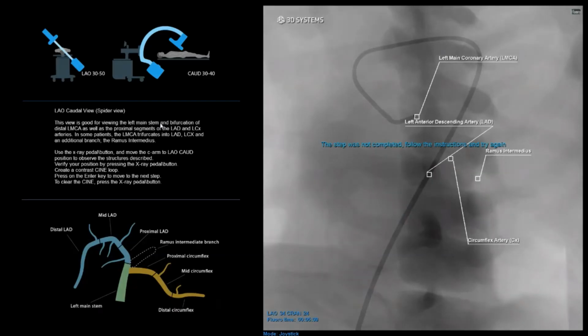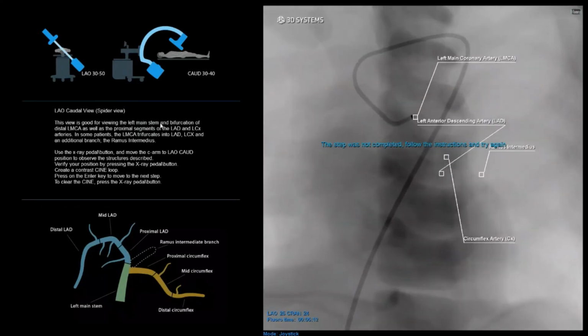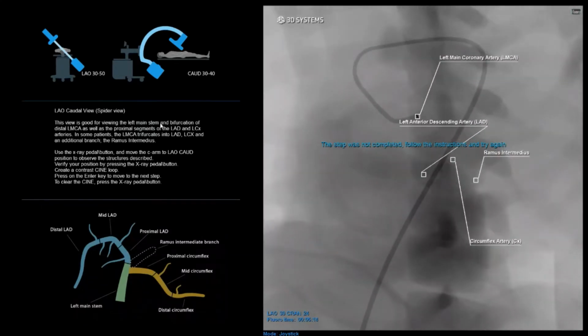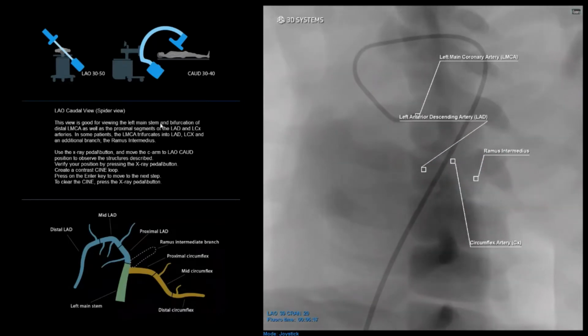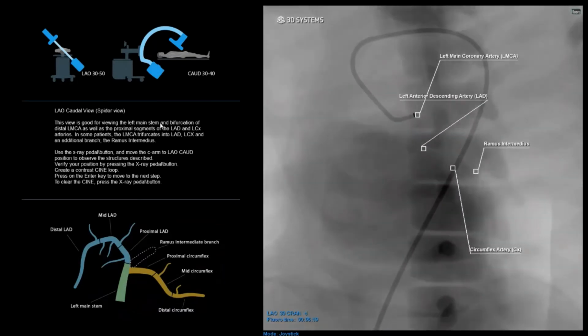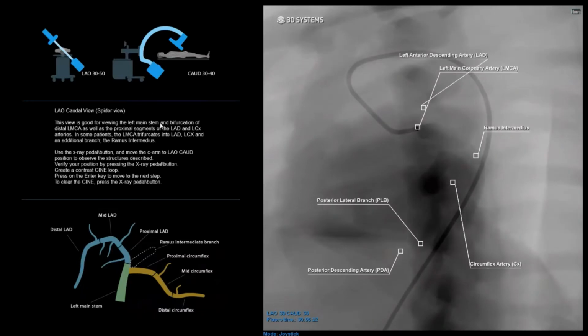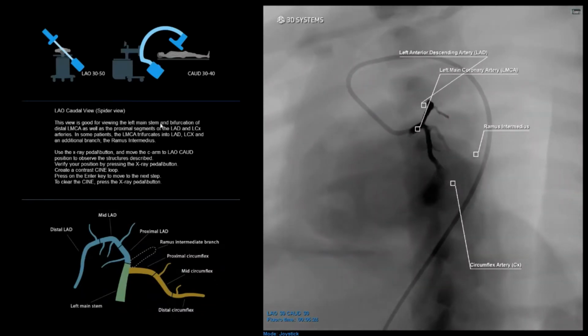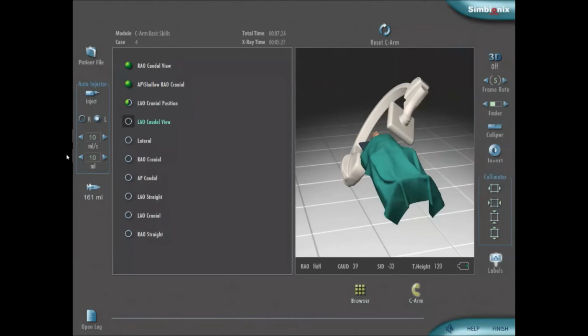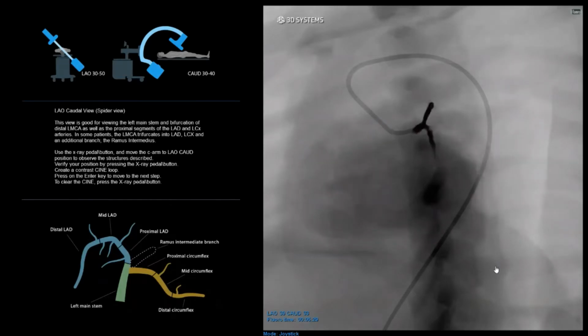We are going to the LAO caudal. Again, let's go to about 40 of LAO and 30 of caudal. Yep, that's good. So you can see that the spine is angling towards the right of the screen, whereas you do not see the diaphragm because this is a caudal view. And what you're seeing, the main focus is the circumflex in this view.